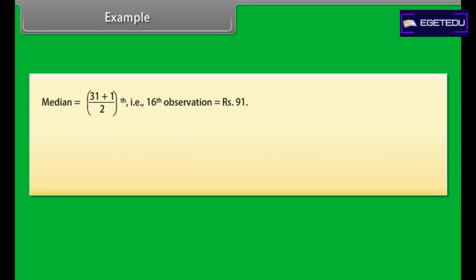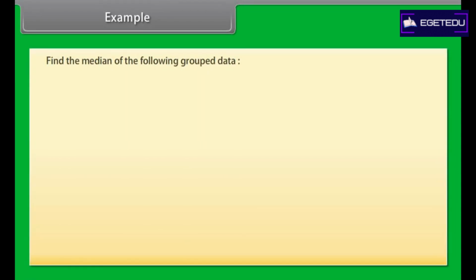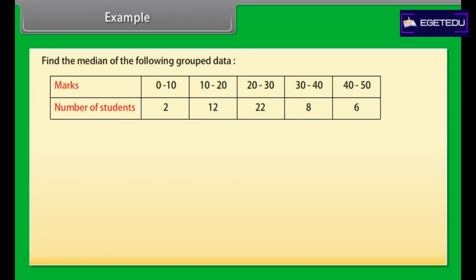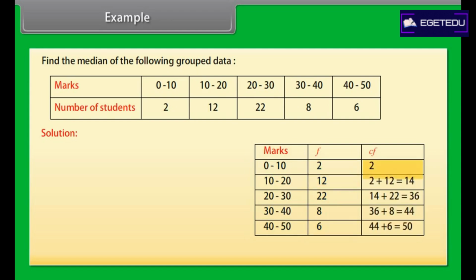After that, we have found the median, which is the 31 plus 1 by 2th, that is the 16th observation, which equals rupees 91. Here the 12th to 23rd observations are all rupees 91, so the 16th observation is rupees 91.